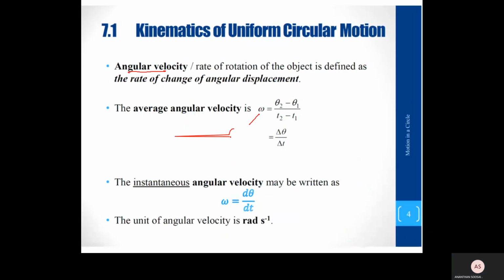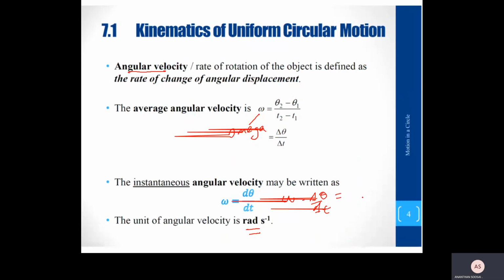The symbol is omega, your Greek sign omega. Not W, it's omega. So what is the unit for angular velocity? Theta over time, so the unit will be radian per second. Omega is in a differentiation form, d theta over dt. Or in your A level, you write changes in theta over changes in t, still accepted.